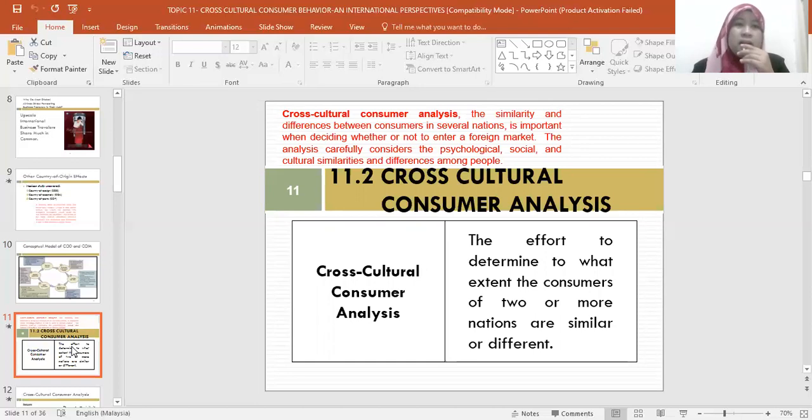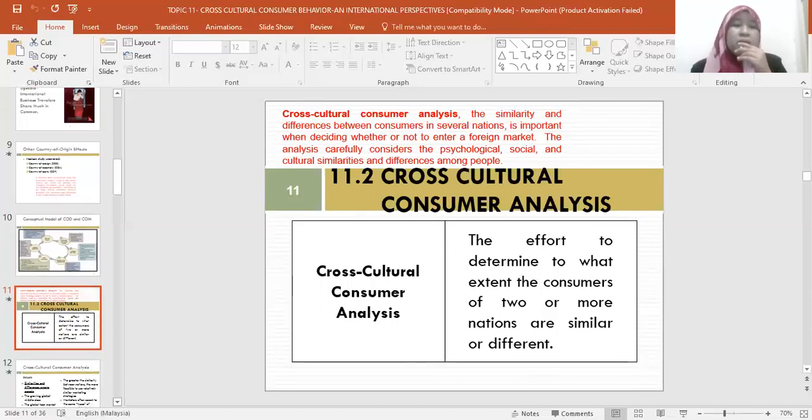If you're talking about, let's say, ASEAN countries, the majority are significantly similar. Compare that to when you go to maybe a Western country or the European continent, or maybe you go to Japan, or maybe some part of another region like Middle East countries, they are totally different from ASEAN countries. So they say in here, the similarity and differences between consumers in several nations is important when deciding whether or not to enter the foreign market. So meaning to say you do some analysis, market research, in order to know whether you can cope or not with their culture. The analysis carefully considers the psychological, social, and cultural similarities and differences among the people.